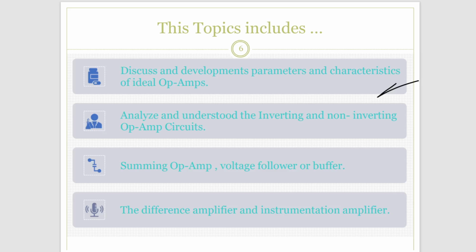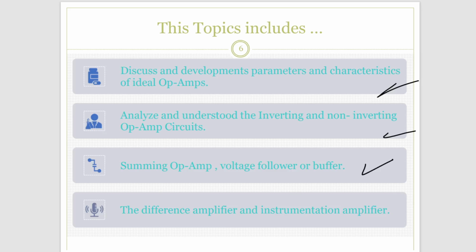Second, we are going to analyze and understand the inverting and non-inverting operational amplifier circuits. The inverting and the non-inverting operational amplifier circuits, that means that we could invert the signal that comes from the input to the output, or we could not invert this signal.